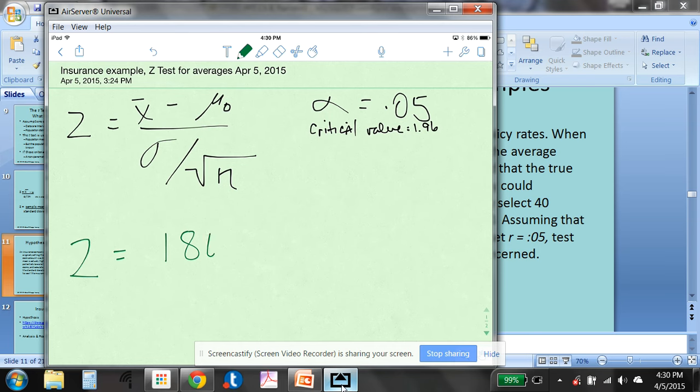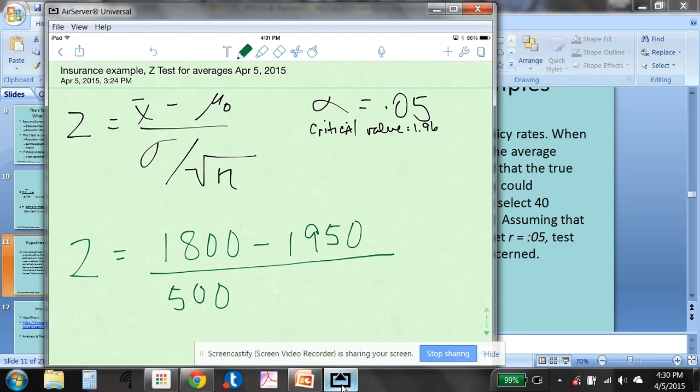And the mean of the sample that we took was $1,950, divided by sigma, or the standard deviation, which they told us in the problem was $500, by the square root of n. N is the number of folks in the sample, or claims in the sample in this case, which was 40. So we put 40 in there, and then we just do the math.